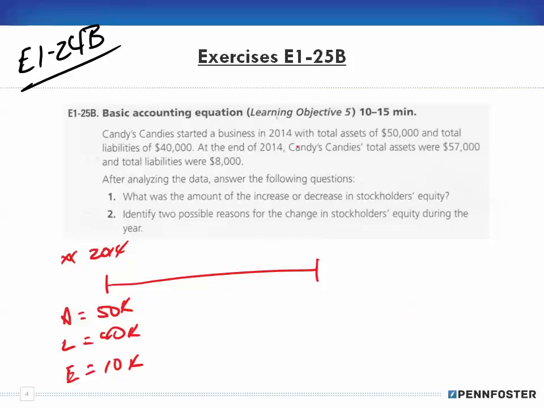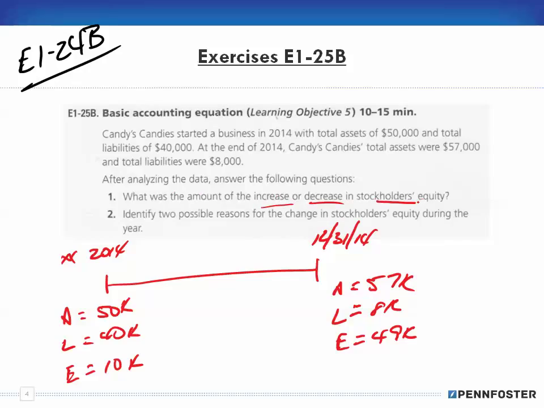Then it says here at the end of 2014, which is December 31st, 2014, the assets were 57,000. The liabilities were 8,000. So that means my equity is 49,000. And then it says, after analyzing the data, answer the following questions. What was the amount of the increase or decrease of the equity? Well, I started out with 10,000 and I ended up with 49,000, which is more. So I ended up with an increase of 39,000 in equity.